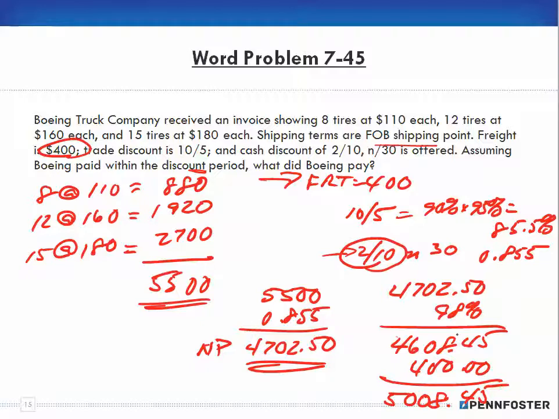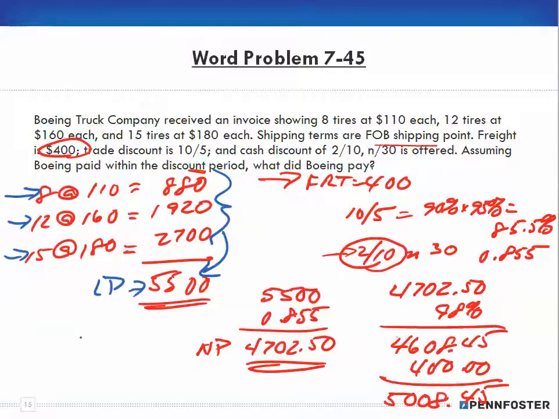Okay. All right. I'm at 9 minutes, so I'm going to do just a quick recap. The first thing that we did was we knew 8 at 110, 12 at 160, and 15 at 180. So I extended those amounts out, and I added them up, and I came up with a list price of $5,500. That was step number 1.